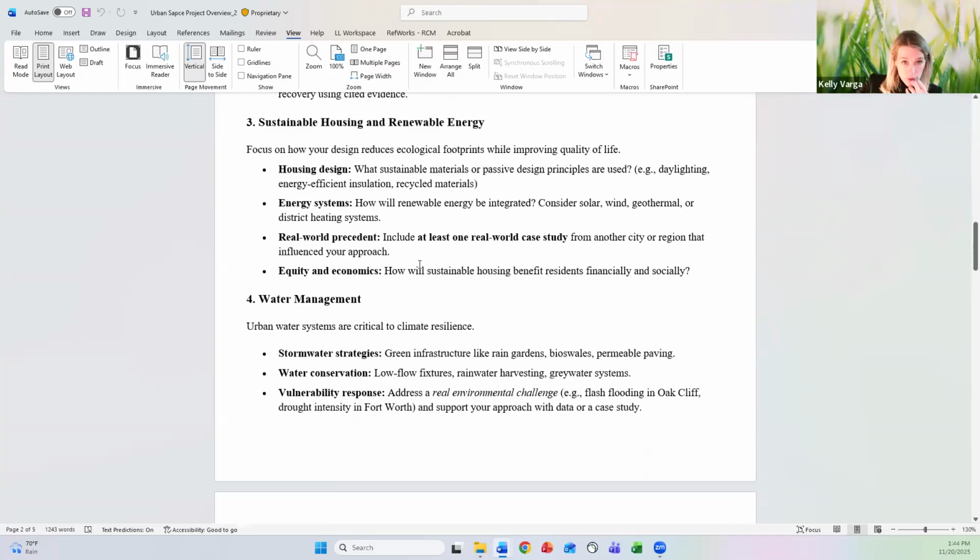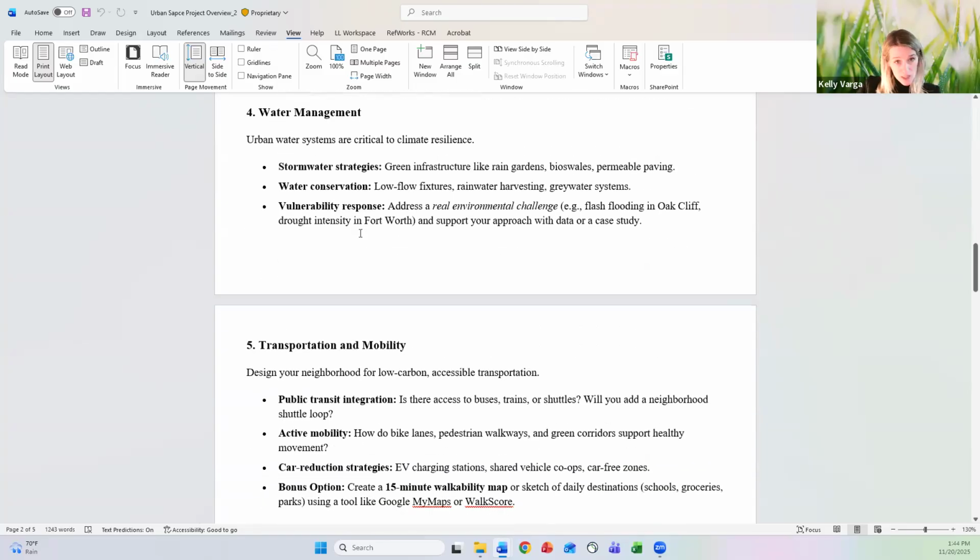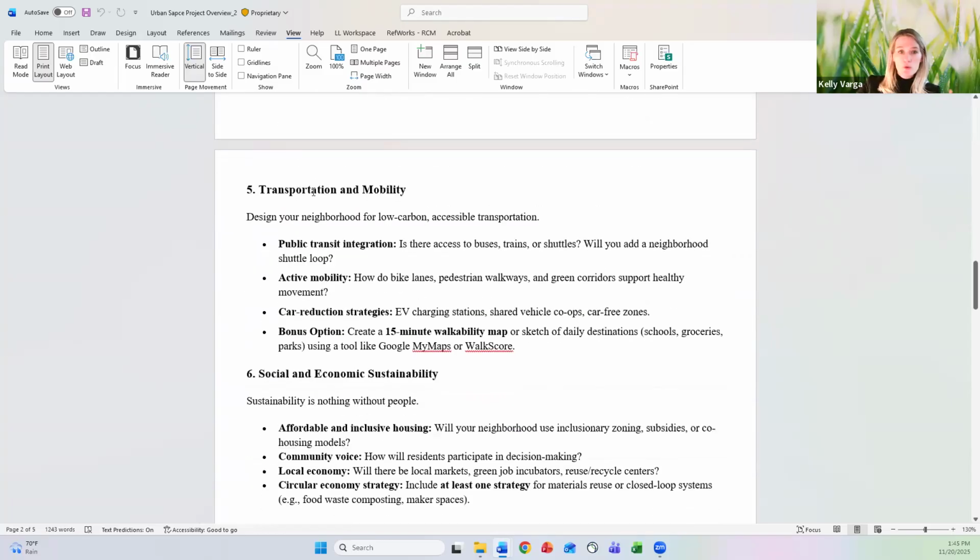How are you going to design your housing and renewable energy? How are you going to look into these things? Again, by research support. What are the types of materials? What's the justification for those materials? How are you going to mitigate water management? How are you going to design the transportation and mobility in and around your space?